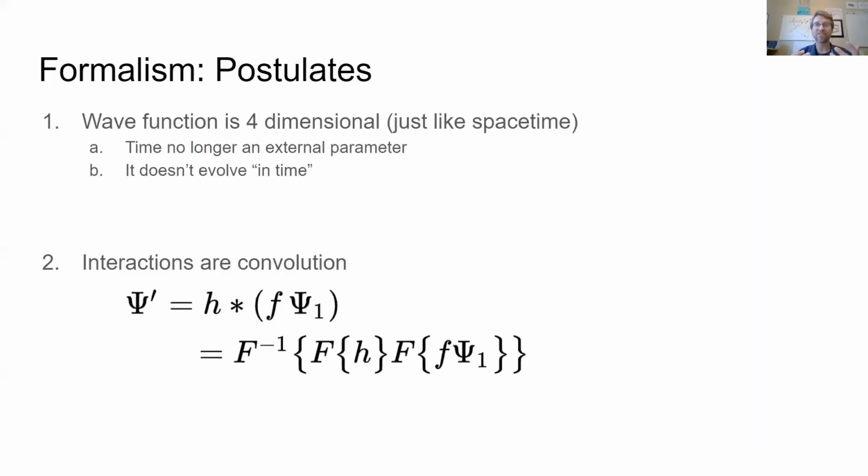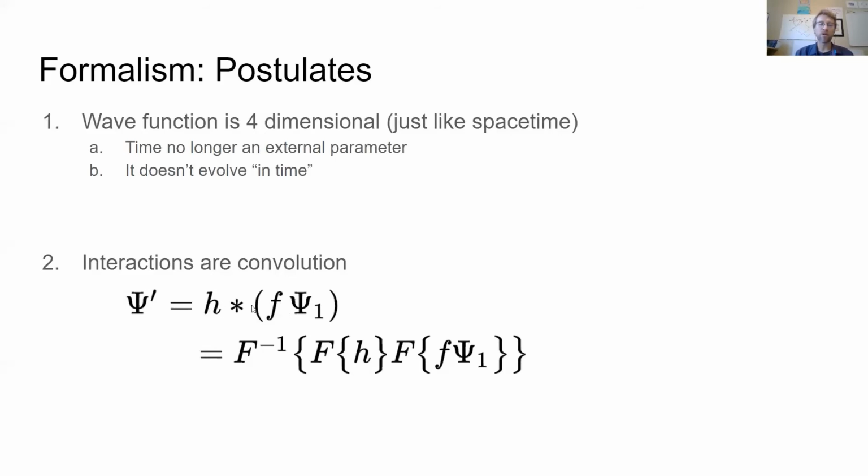Okay, so it doesn't actually describe directly a picture of space. It encodes the motions that are allowed, the equation of motion. And so interactions, then postulate 2, is that interactions are convolution. The wave function is essentially a convolution of the original wave function with some potential function here, f, convolved with an impulse response function.